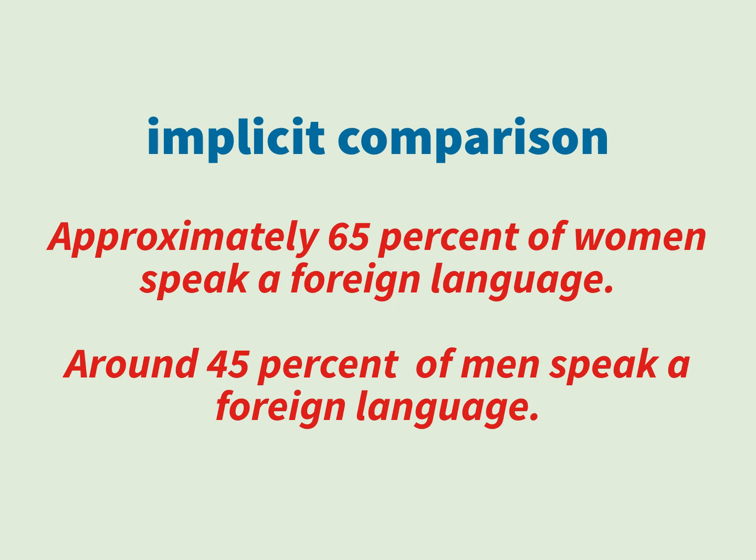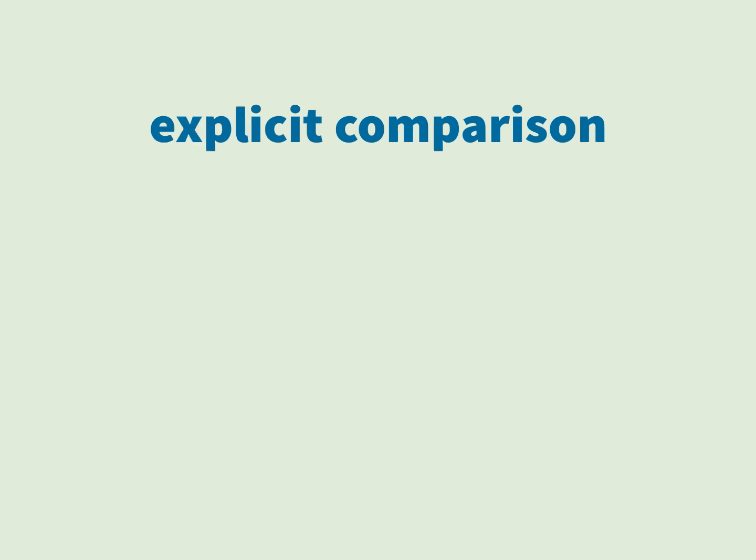Now here we have two sentences. The first one says approximately 65% of women speak a foreign language. The second one, around 45% of men speak a foreign language. Now we can tell from this that the percentage of women is higher than the percentage of men, but it doesn't actually explicitly say that. Wherever possible, when you are describing a chart, you want to make an explicit comparison.